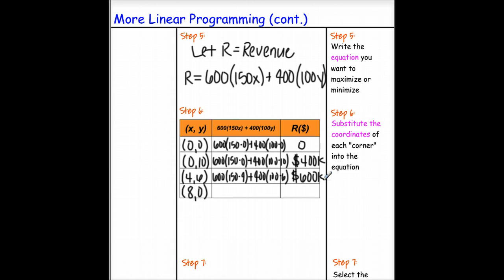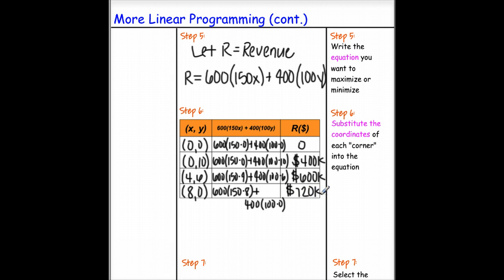Then finally, we see that right now 4, 6 is running in the lead, so let's check 8, 0 to see if it works. So we have 600 times 150 times 8 plus 400 times 100 times 0. Well, obviously the second part equals 0. 150 times 8, you figure 15 times 8, which would be 30 times 4, which is 120, so 1,200 times 600 actually comes out to 720,000.